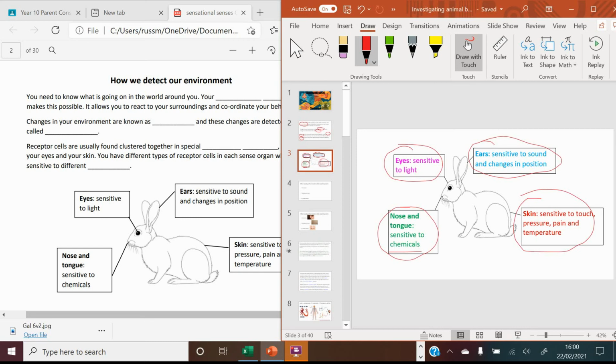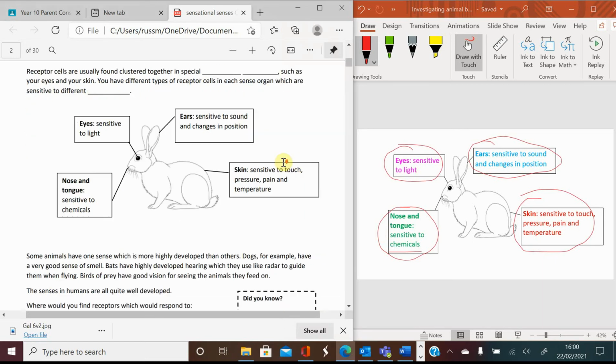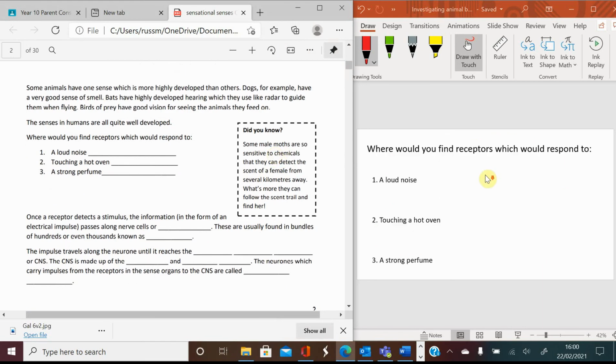Okay, and that allows us to interact with the environment around us. So down here, we have some animals that have one sense that is more highly developed than others. Dogs, for example, have a very good sense of smell. Bats have very highly developed hearing, which they use like radar to guide them when they're flying. The birds of prey have good vision for seeing the animals they feed on.